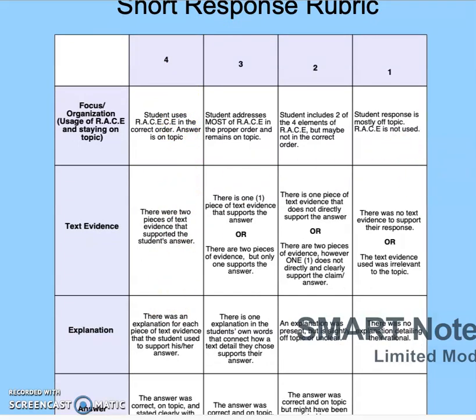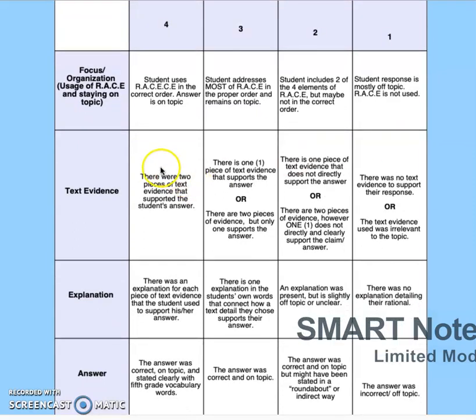So a 4 states, in this box here, that you use RACECE in the correct order. I know that we've reviewed what RACE is a trillion million times, but in the 4 category, your answer is on topic. For example, if you're supposed to be talking about Rob in The Tiger Rising, your answer talks about Rob from The Tiger Rising and doesn't go off and talk about your weekend or the park or something going on today. So that's what focus is. And a 1 means your response is off topic and you don't use RACE. So that's an obvious difference.